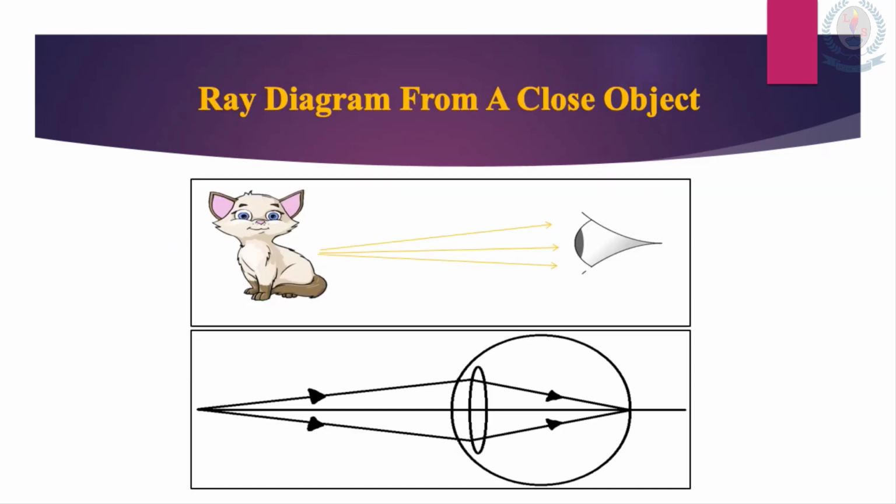This picture shows how you can see a close object by an eye. Light rays from the close objects are diverged rays. Those rays get refracted through the eye lens and converge onto the retina to make images. The black diagram is the ray diagram between close object and an eye.